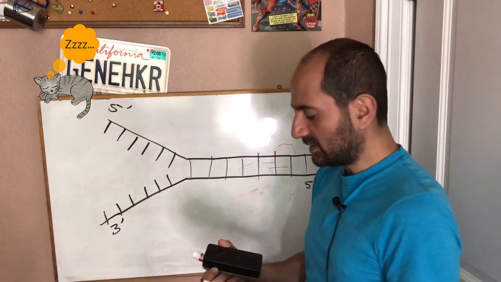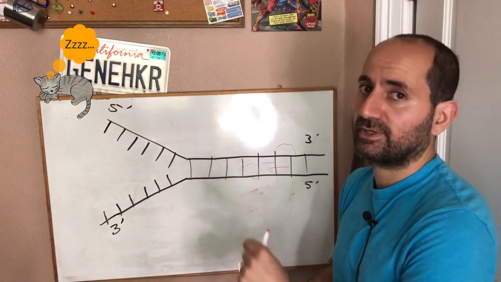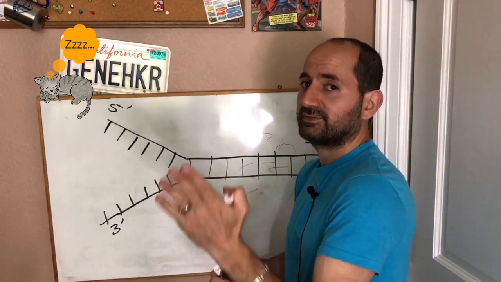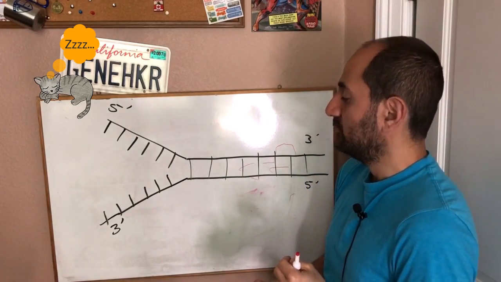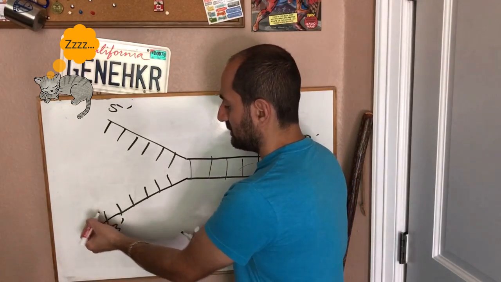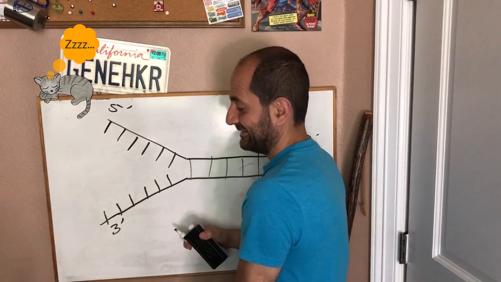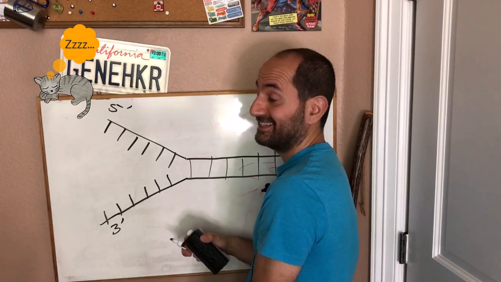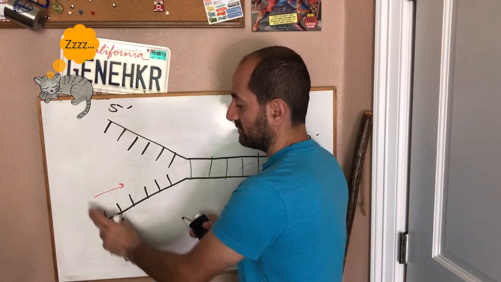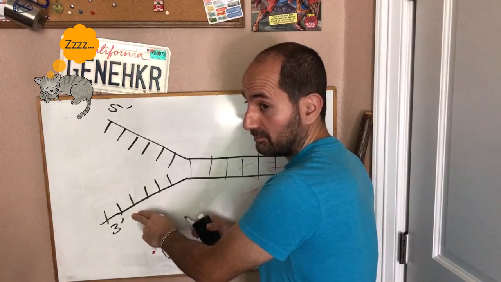Okay, so we need to copy this DNA, right? So let's talk about how we're going to copy the bottom strand first. Remember, you have to synthesize DNA in a 5' to 3' direction, right? With respect to the new strand of DNA. So we need to copy which way? Are we going to copy this way or are we going to copy this way? 5' to 3'. Actually, it would be this way, right? We'd need to go in this direction for 5' to 3', because the new daughter strand is going to be antiparallel to this bottom strand.